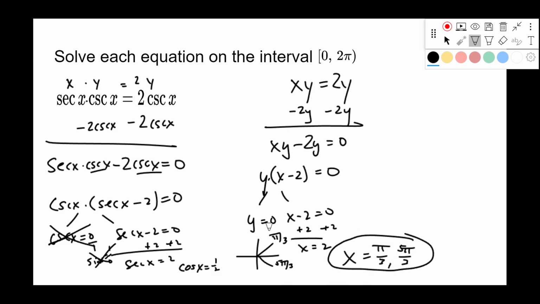And then over here, this cosecant x equals 0 doesn't give me anything. So I only get two answers from this. Both of them come from this factor here that I solved. Okay, and that is possible. Some of these trig functions won't give you any answers.